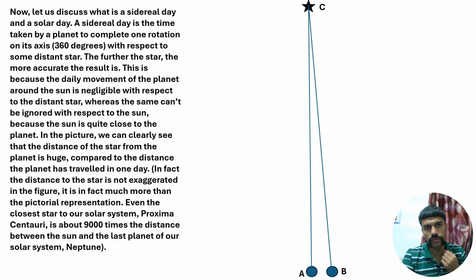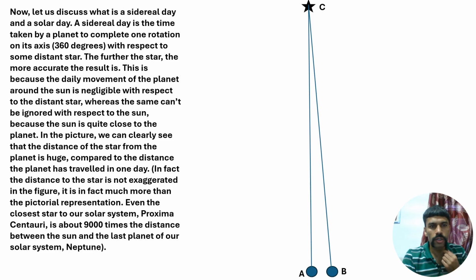Now let us discuss what a sidereal day and a solar day are. A sidereal day is the time taken by the planet to complete one rotation on its axis, or 360 degrees, with respect to some distant star. The further the star, the more accurate the result is. This is because the daily movement of the planet around the sun is negligible with respect to the distant star, whereas the same can't be ignored with respect to the sun because the sun is quite close to the planet.